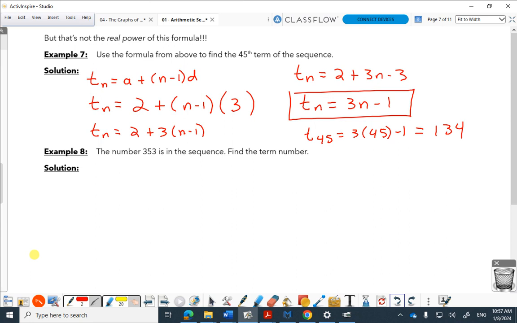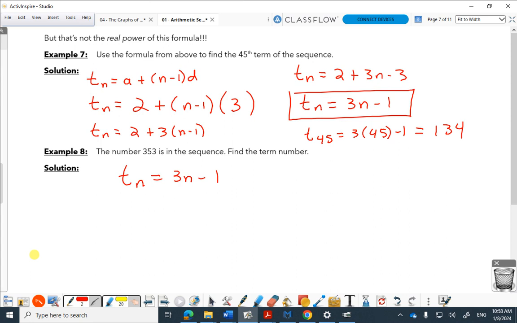Do you have any questions about example 7? Example 8. The number 353 is in the sequence. Find the term number. Write down the formula that I've got here. Beautiful formula. 3n minus 1. And let me just say out loud what this formula does, and hopefully you go, oh, this isn't so bad. If you've got the term number, you put it in as n, and you'll get the value of the term. This doesn't give me that. It gives me the value of the term. It gives me 353. Where do I put the 353?